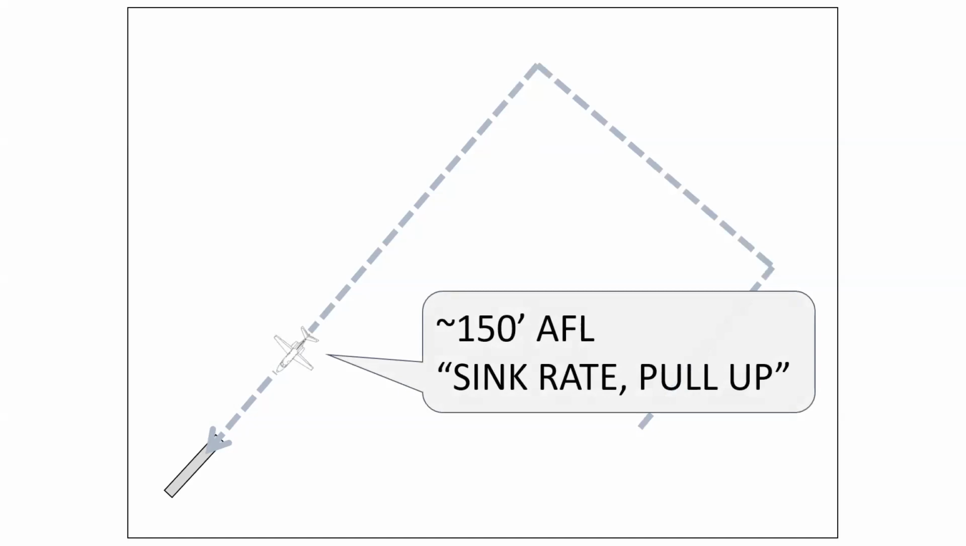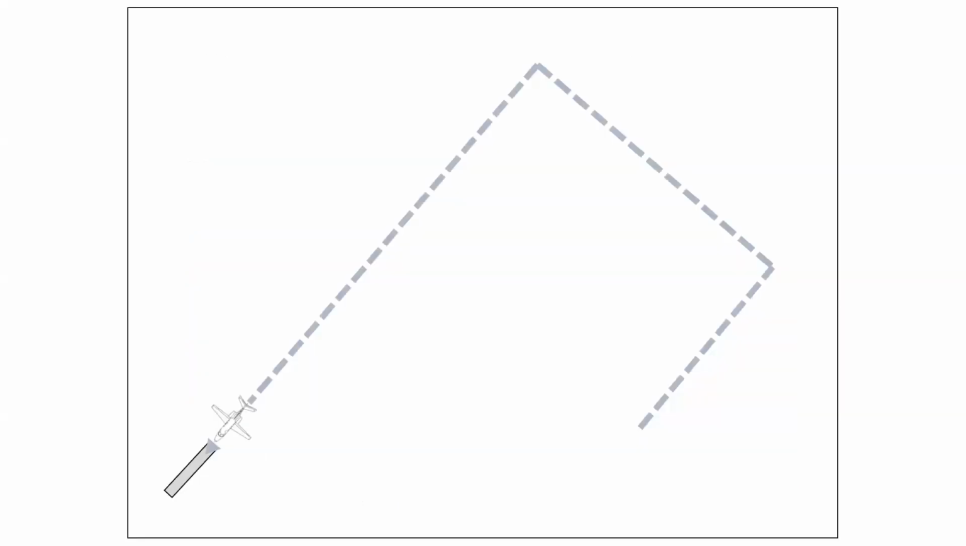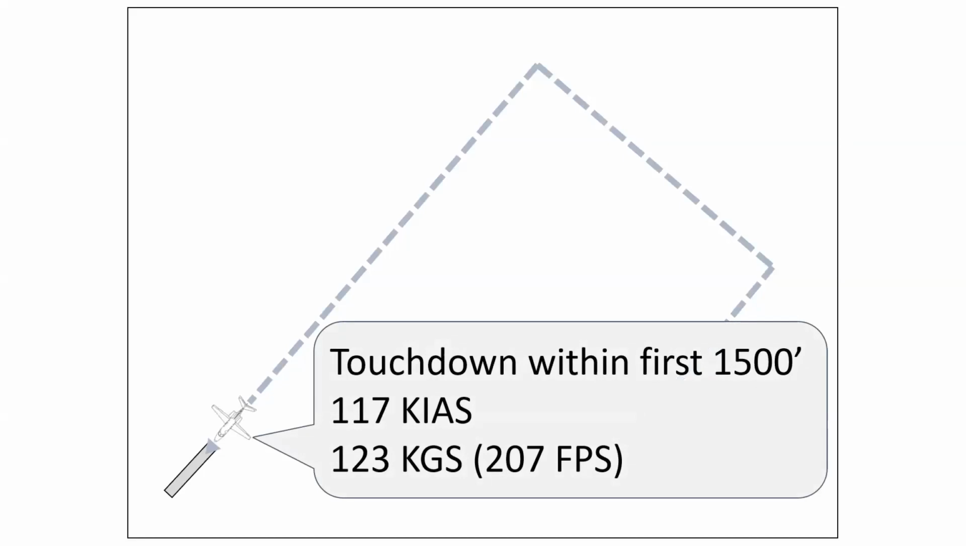As the aircraft approached 150 feet above field elevation, they received a TAWS warning of "sink rate, pull up." This particular aircraft has a TAWS B system, and to get a pull-up warning at 150 feet AGL, that would have required approximately a 1,500 foot per minute descent rate. So that excessive vertical speed continued even to just outside the runway threshold. They did touch down within the first 1,500 feet of the runway despite the excessive energy, but they touched down at just a little bit over 18 knots over VREF, with a slight tailwind and a slight increase due to the altitude.